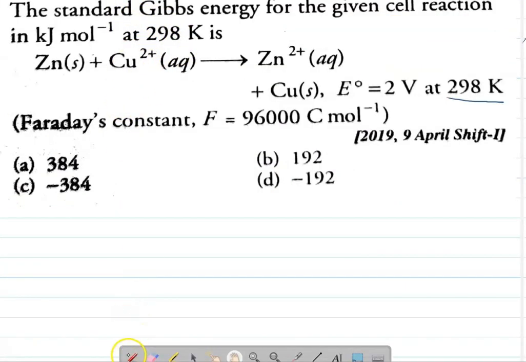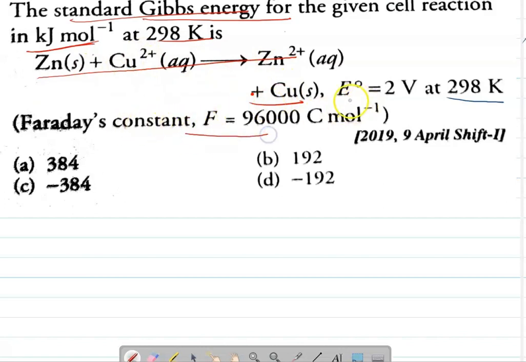Next question: the standard Gibbs free energy for a given cell reaction, in kilojoules per mole, at 298 Kelvin. The cell reaction is given: Zn to Zn plus 2, Cu plus 2 to Cu. Faraday's constant is given, E naught is given. So what is being asked? Standard Gibbs free energy is being asked, which is delta G naught. And you are given E naught is 2 volts.